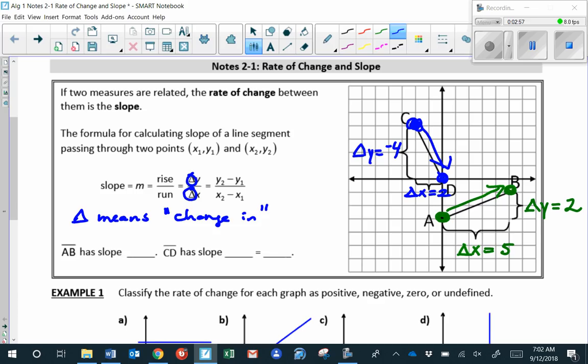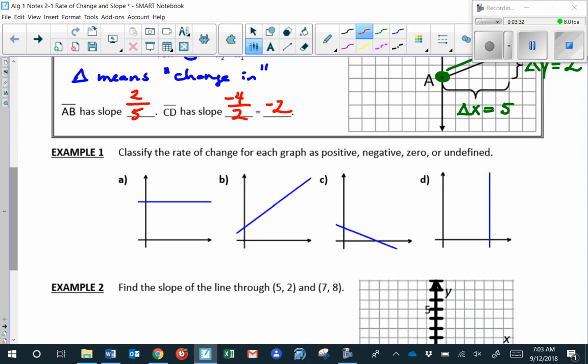So segment AB has a slope of 2 over 5. That's the rise for that segment over the run for that segment. Segment CD has a slope of negative 4 over 2. That's the rise for that segment, and the rise is actually more like a fall over the run for that segment. The slope for segment CD simplifies to negative 2.